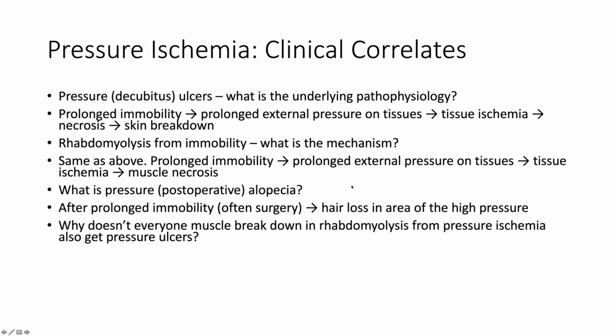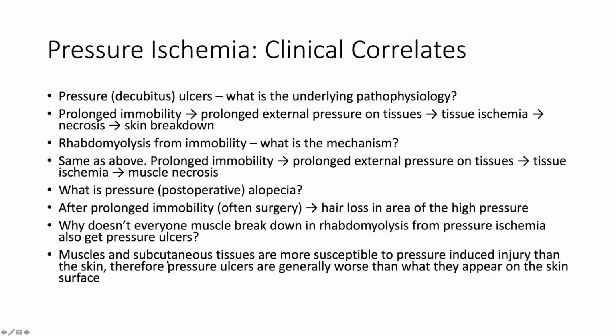He says Amazon. So Luis, why doesn't everyone's muscle break down? This person had rhabdo, but they didn't get pressure ulcers. So if you get rhabdo from pressure ischemia, why wouldn't you also get pressure ulcers? Like, why is that? This is a hard one. Basically, for whatever reason, muscle and subcutaneous tissues are more susceptible to pressure-induced injury. So what they say is that if you have a pressure ulcer, it's actually really bad. They say that it's like the tip of the iceberg. And again, I don't really know why.